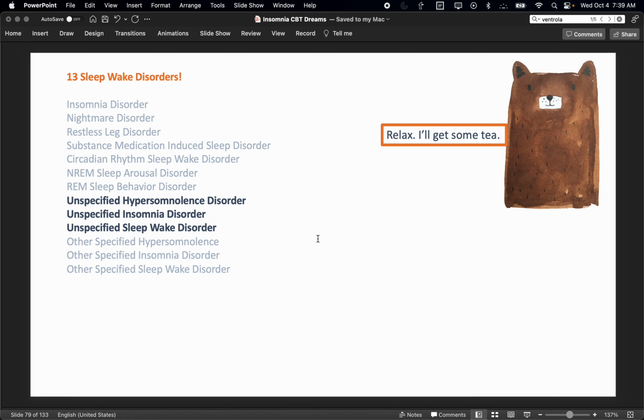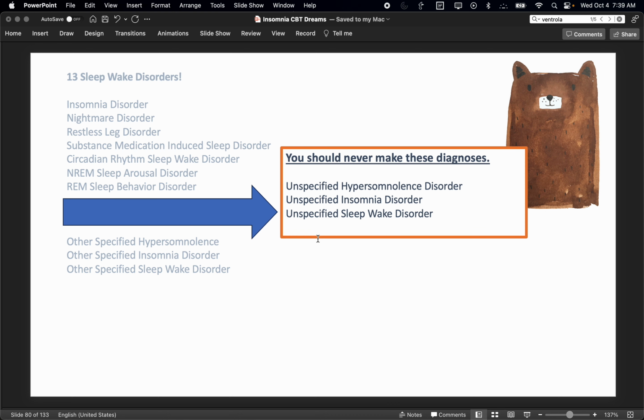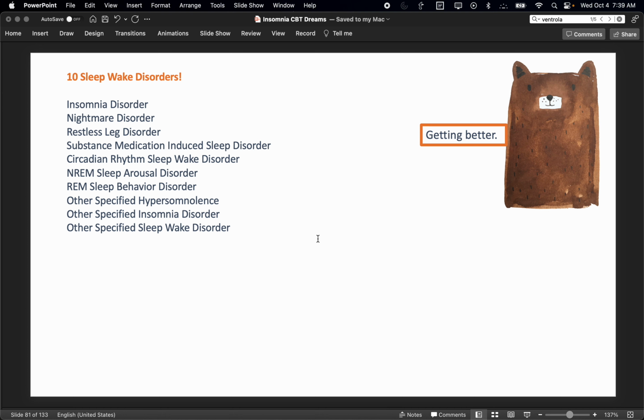So let's talk about the chunk of unspecified disorders. These really don't matter. As a psychiatrist, from my point of view, never diagnose an unspecified disorder. This is for ER doctors or doctors who don't want to, or don't know how to, make some of the DSM diagnostics for psychiatry, which is fine. For psychiatry, you shouldn't do this. You shouldn't just put, I don't know what it is, I think there's a sleep problem. That's all you're saying here. It's not helpful. So now we're down to 10 disorders.